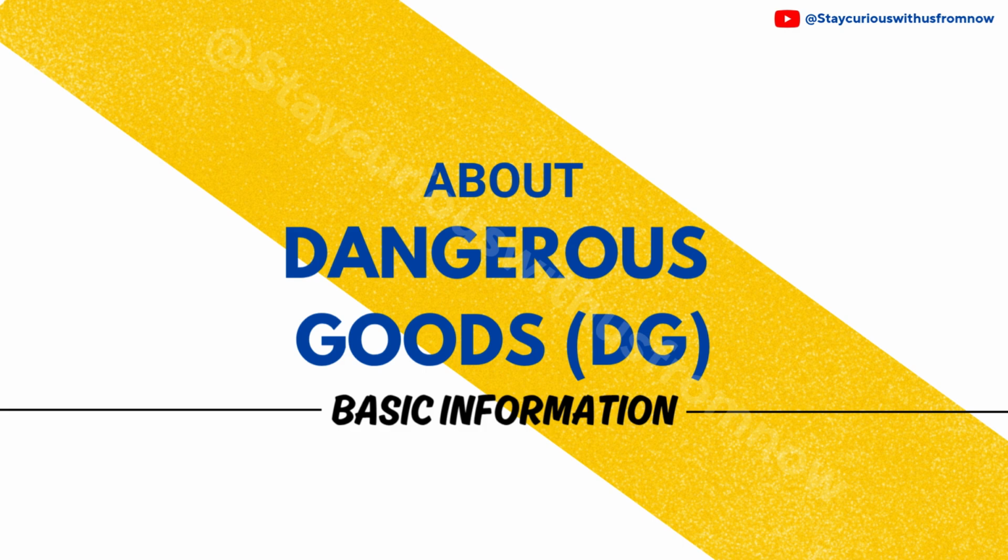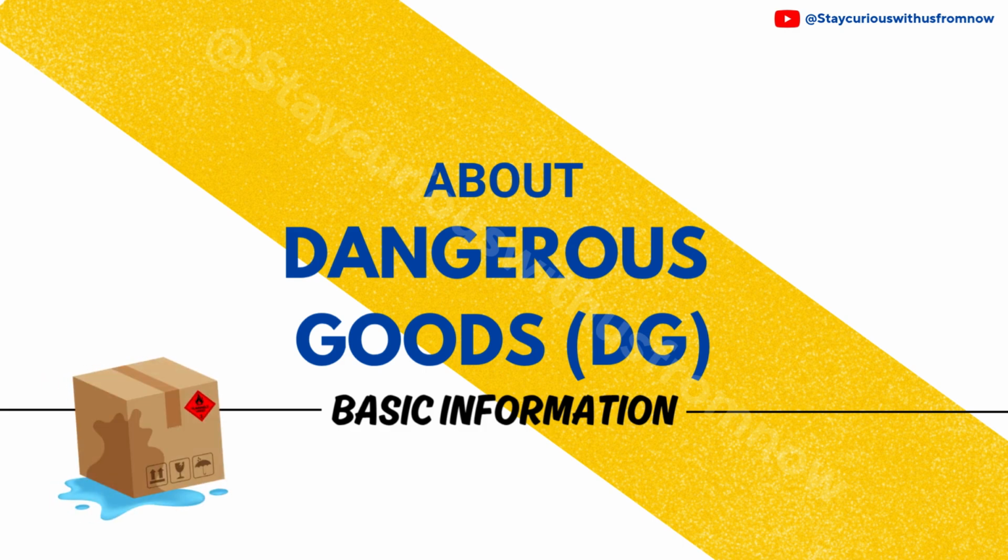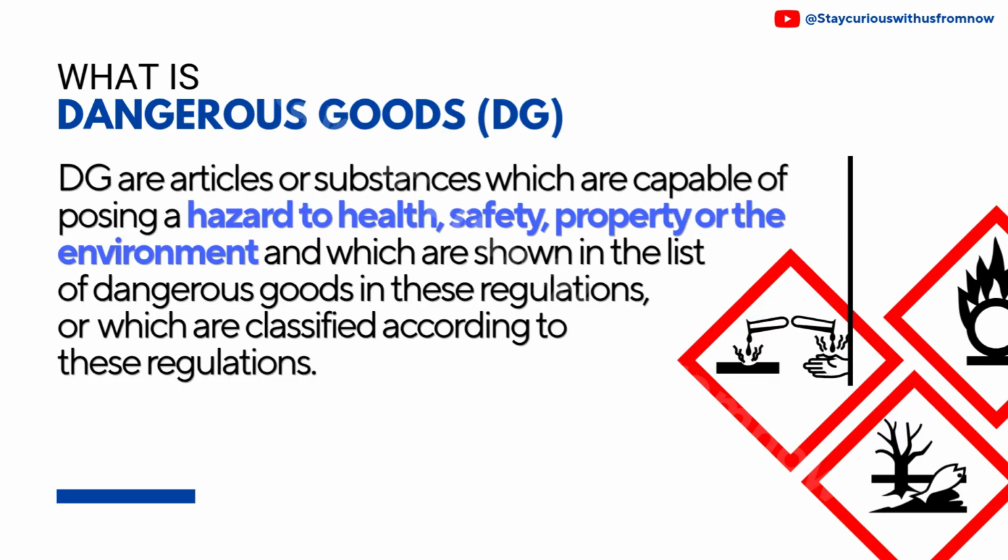Welcome to today's video. If you've ever wondered what makes certain everyday items so risky to transport, you're in the right place. Dangerous goods, often called hazardous materials, are substances or articles that pose risks to health, safety, property, or the environment during transport. They can be flammable, toxic, corrosive, explosive, or even radioactive. Because of these risks, strict international rules govern how they're packaged, labeled, documented, and moved. By the end, you'll have a clear understanding of the basics of dangerous goods.